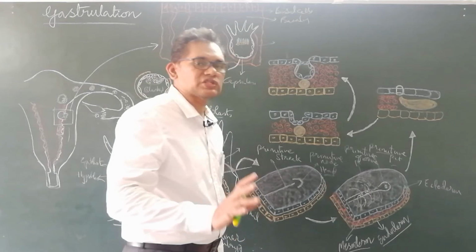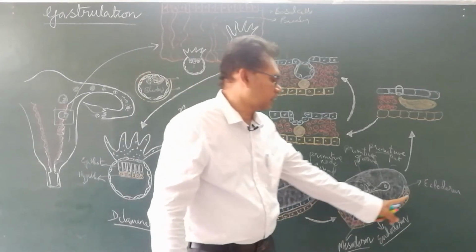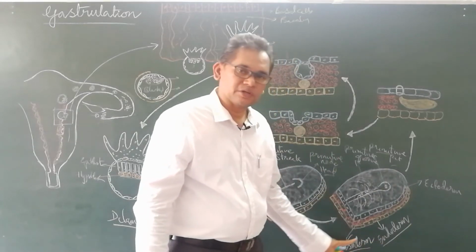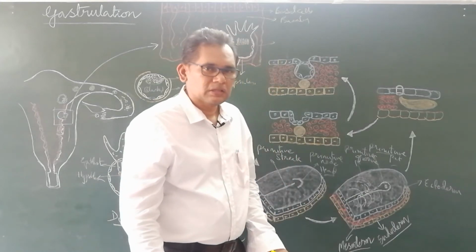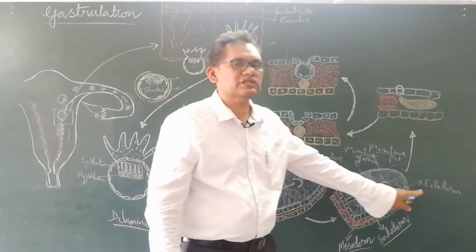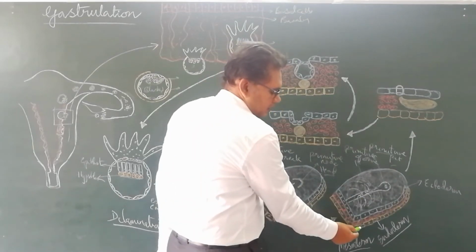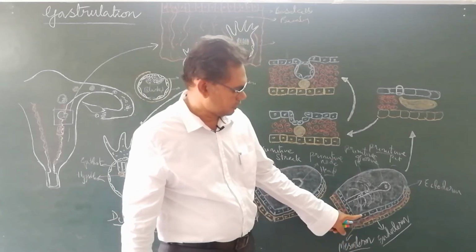The remaining epiblast cells together form the ectoderm. First endoderm is formed, then mesoderm, finally ectoderm. Ectoderm is nothing but the remaining epiblast. This is how 3 layers are formed: endoderm, mesoderm, ectoderm.